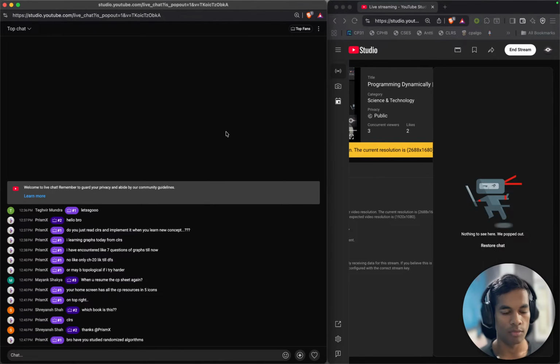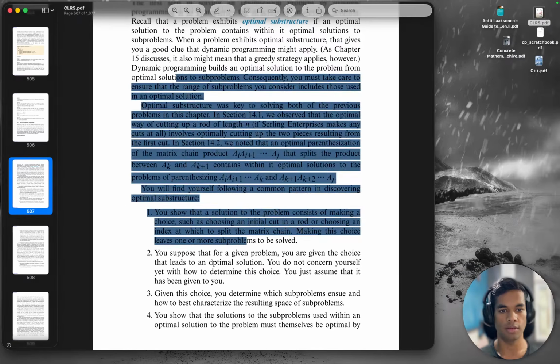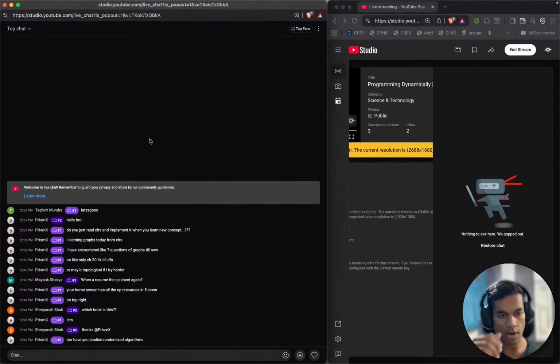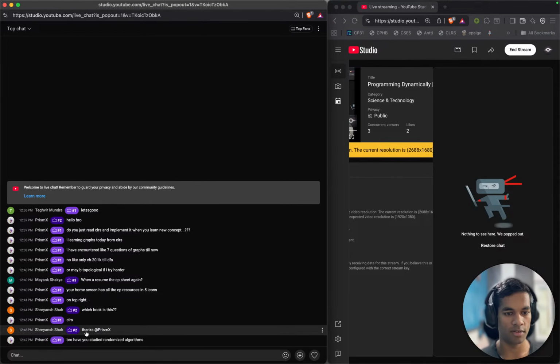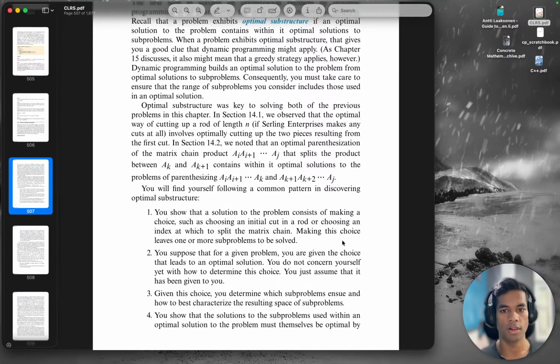Or when you resume the CP sheet again after I read some things, and yeah, after I complete this dynamic programming section, it has all the CP resources in 5 icons. Yep. This is CLRS. Bro, have you studied randomized algorithms?